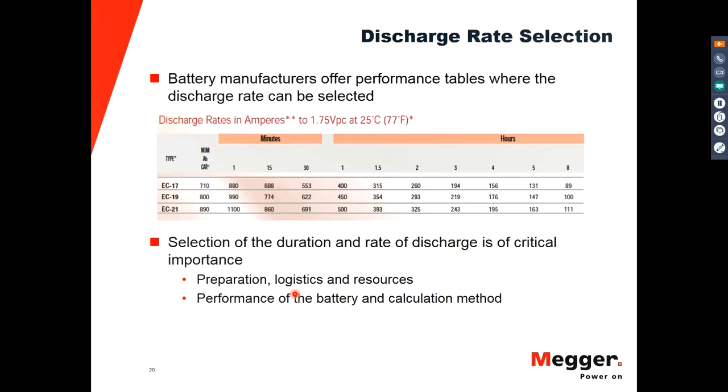So I showed the connection and I showed the result, but there's a lot of things in between that. You need to define your discharge rate. You need to select your discharge rate.